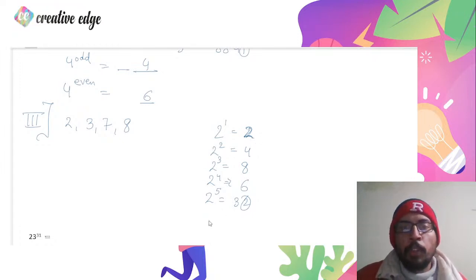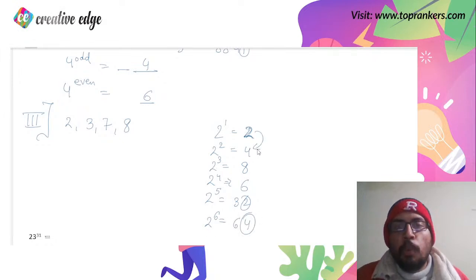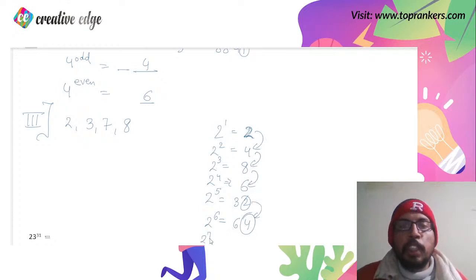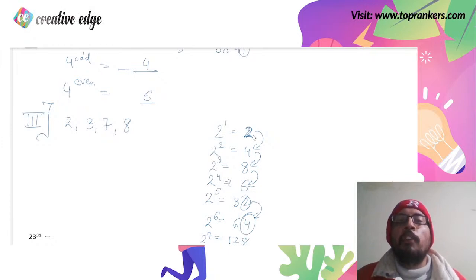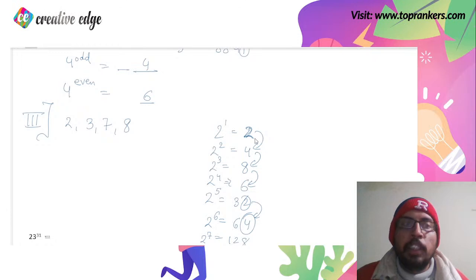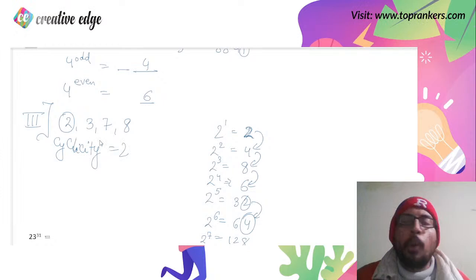Will all these numbers keep repeating themselves? Let us have a look. 2 raised to the power 6 is 64. That means 2, 4, 8 and then 6. 2 raised to the power 7 is 128, so 2, 4, 8. In the same way, 2 raised to the power 8 is going to be 256. Unit place is 6. It means after every fourth power, the numbers are repeating themselves. Hence, I would say that the cyclicity of 2 is 4. The cyclicity is 4 not only for 2, but for 3, 7 and 8 as well.